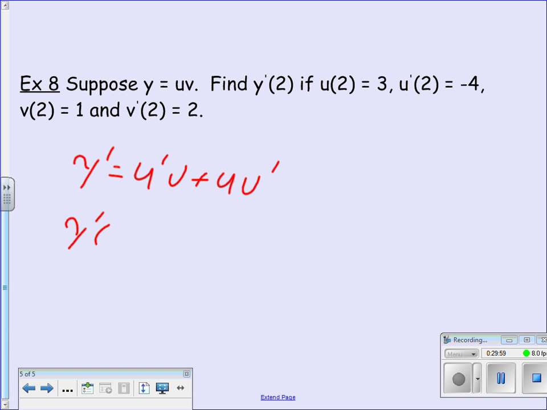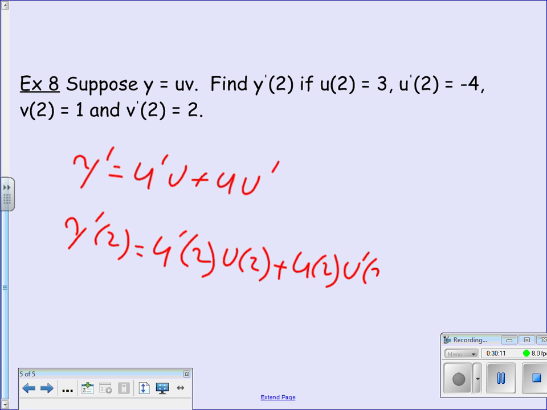So y prime of 2 would be u prime of 2 times v of 2 plus u of 2 times v prime of 2. And from there, just plug in the numbers. That's why they give you those values. It's often done like this or done as a table of values. You will see an awful lot where here's f at certain places, here is f prime at certain places, here is g at certain places, here's the value of g prime at certain places. Like I said, from here you just plug in the numbers.